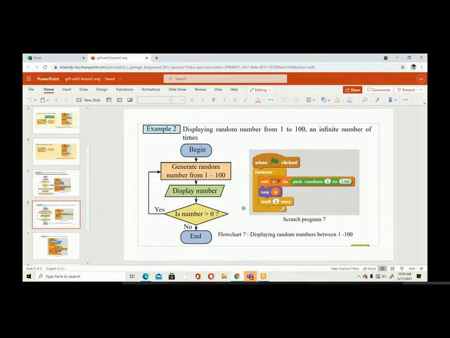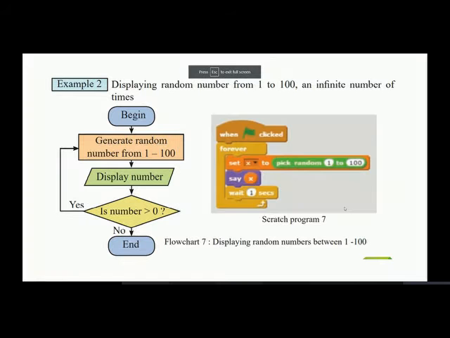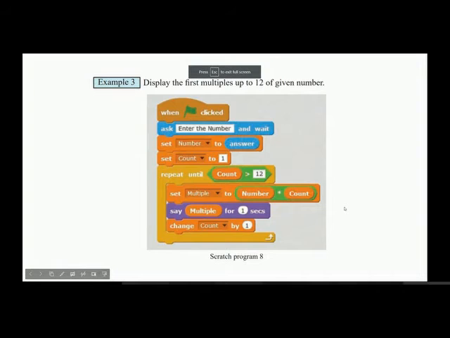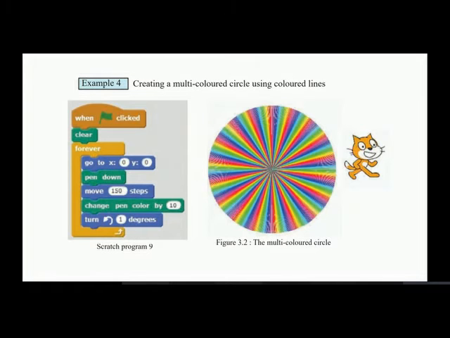Next problem. Okay, this is the same thing. Display the first multiples up to 12 of given numbers. So this is the same thing we did. Right, then next one, this is a very interesting one: creating a multicolored circle.